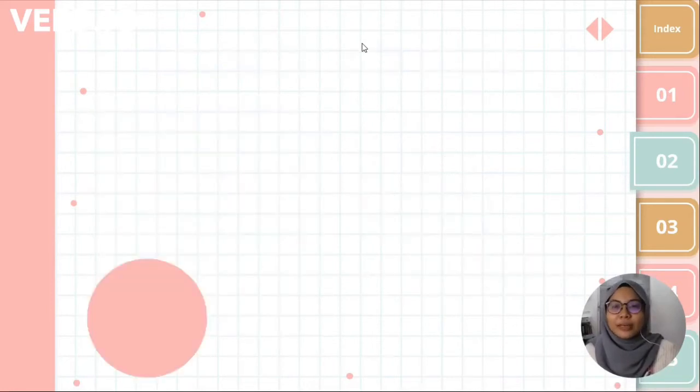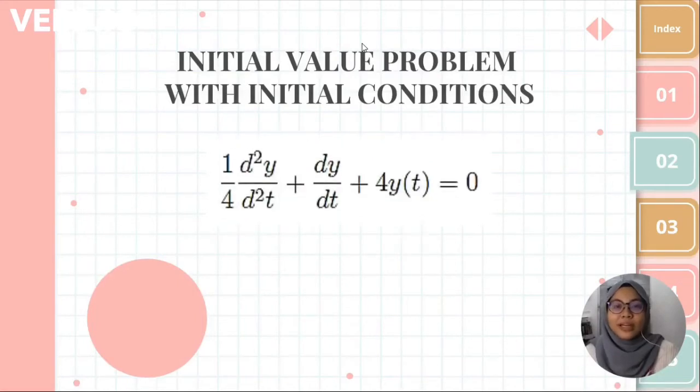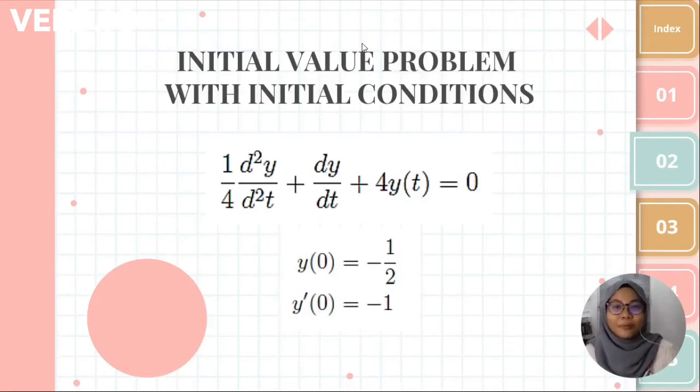the left. Then the initial value problem for the system is 1/4 of the second derivative of y with respect to t plus the first derivative of y with respect to t plus 4y(t) equals 0, where the initial condition given is y(0) equals negative 1/2 and y'(0) equals negative 1. Note that the negative sign for the initial conditions reflects that the initial displacement and initial velocity are to the left.